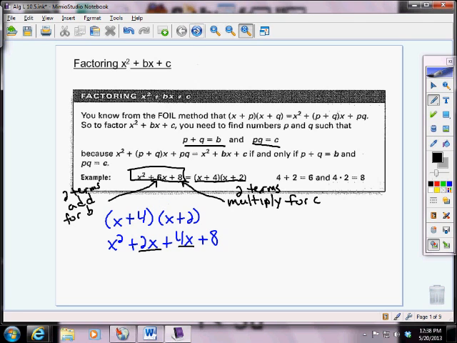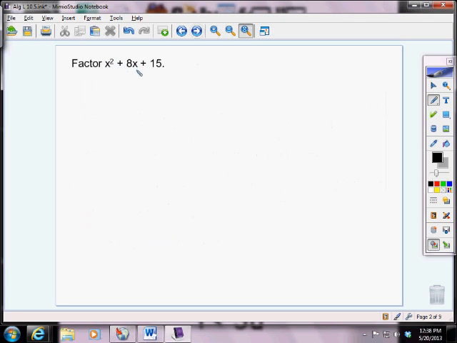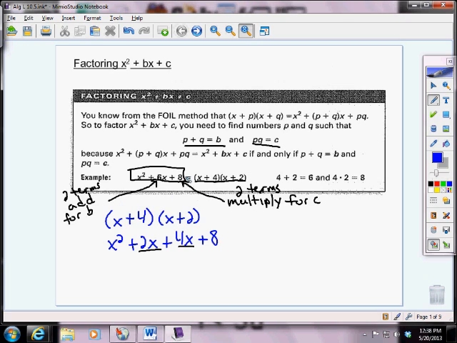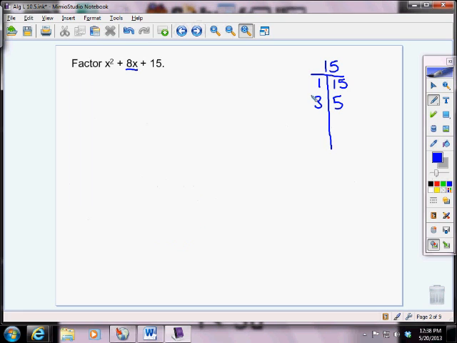Okay, let's try some examples. It says factor x squared plus 8x plus 15. Where you want to start is you look here at the 15. Let's think of two numbers that multiply to give us 15. We have 1 and 15. 2, no. Yep, 3 times 5, 4, no. Okay, so these are our factors. They have to multiply to give us 15, but add to give us 8. That's what we said right here. Multiply to give us our c, add to give us our b.